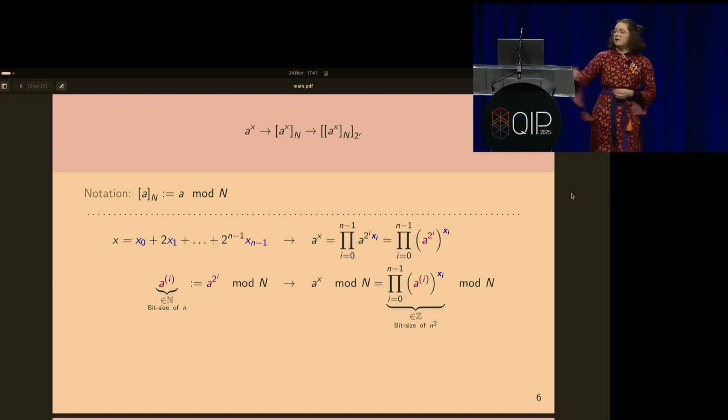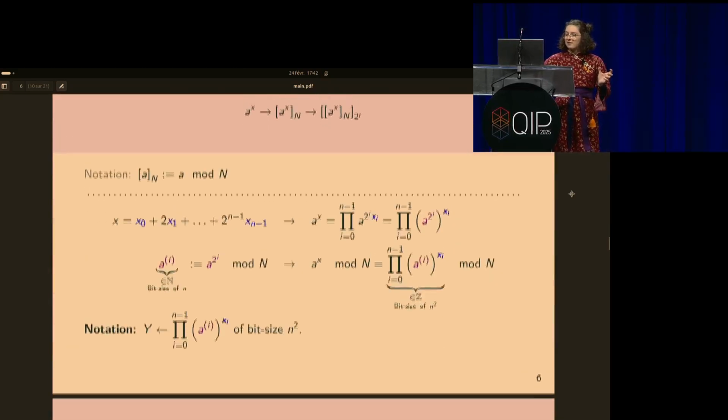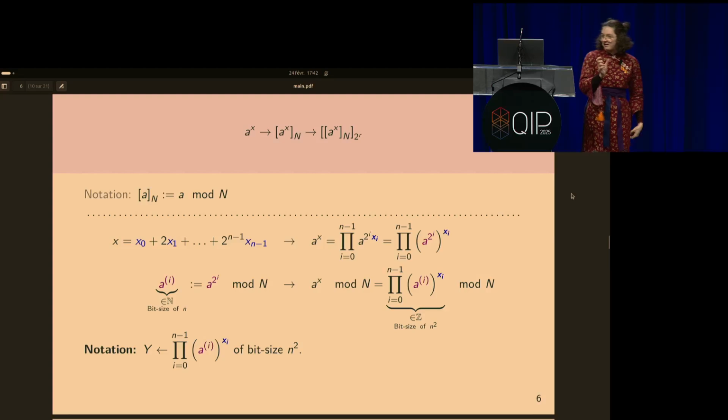product of the a^(i) to the power of x_i, and then modulo big N. This is a consequence of the fact that a modulo n times b modulo n is equal to a times b modulo n, basically. This is also interesting for us for the following reasons. By definition, the a^(i) are at most n bits long, okay? Which means that this integer y right here is at most n squared bits long, okay?